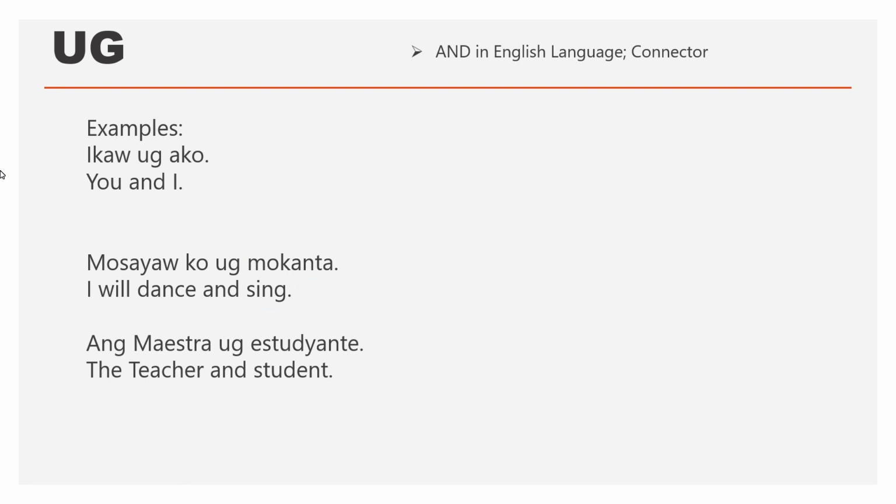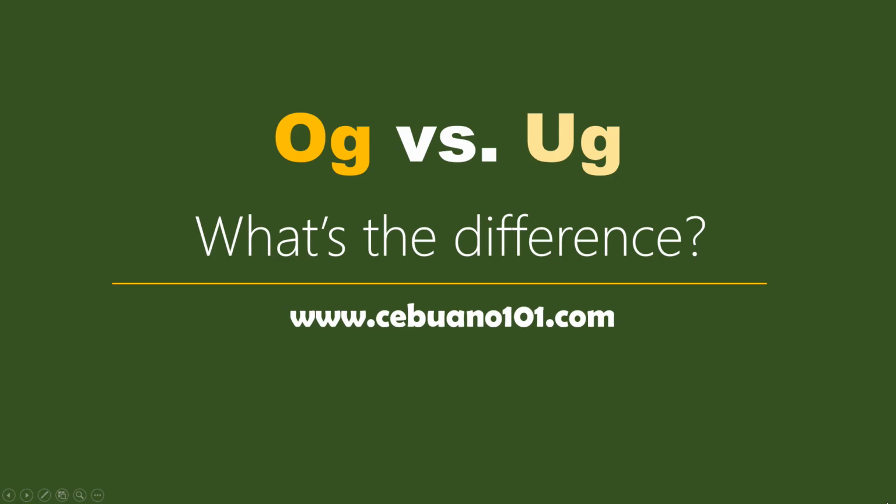Next, we have ang maestra og estudyante, the teacher and student. Okay, ang is the, maestra is teacher, og is and, estudyante is student. All right, so those are the difference between the two, og and ug.